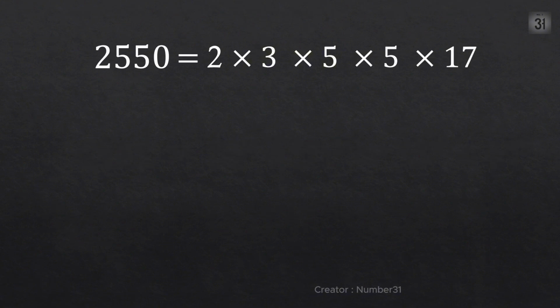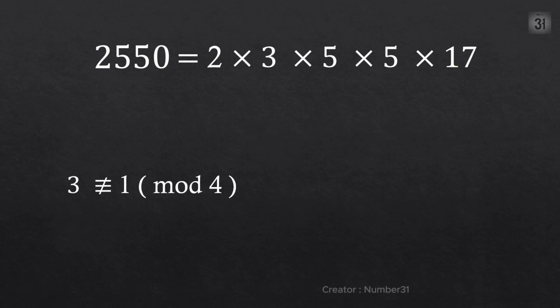Let's look at a special case, the prime factorization of 2550. 3 is an odd prime factor, but it doesn't give a remainder of 1 when divided by 4, and it doesn't appear twice. What does this mean? When we say 3 appears twice, it means that 3 is multiplied by itself, indicating that it can be expressed as the sum of two squares because it's a square number itself. Thus, in this case, 2550 cannot be expressed as the sum of two squares since the prime factor 3 does not meet the necessary conditions.